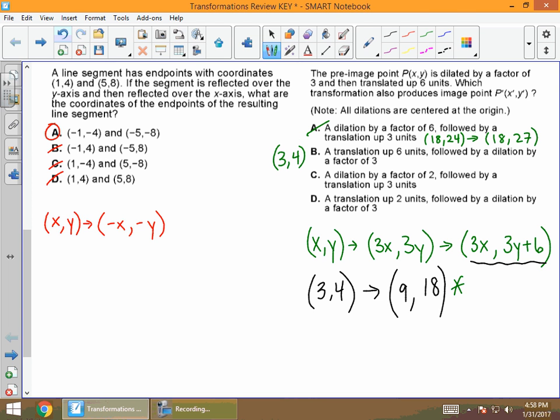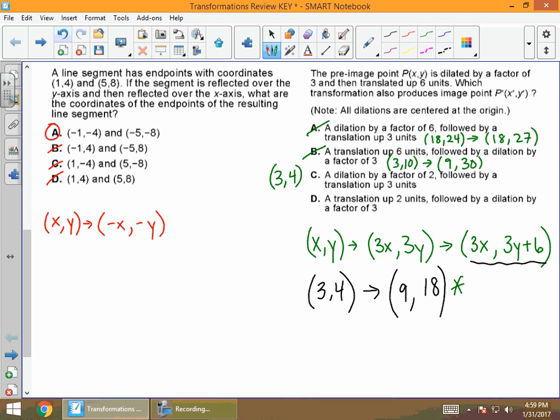Let's check B. Translate it up 6 units. So that means 3, 4 becomes 3, 10, because 4 plus 6 is 10. Then I'm going to dilate this by a factor of 3. So multiply these by 3. 3 times 3 is 9. 10 times 3 is 30. So does 3, 4 become 9, 30? No, I'm looking for 9, 18. B's not right. Let's try C.